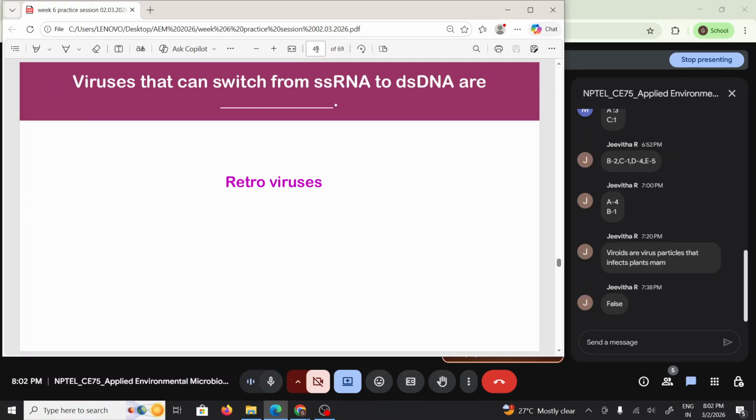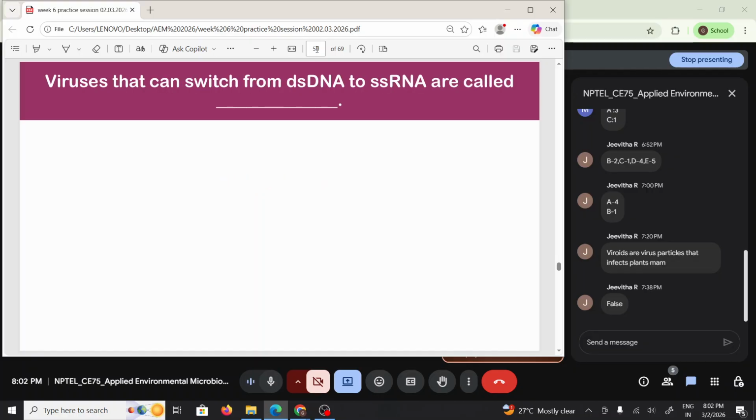From RNA to DNA. So hence they are called retroviruses. And the viruses that can switch from double stranded DNA to single stranded RNA are called hepadna viruses. Retroviruses, you might have heard, because HIV is a retrovirus, and there are a few other common examples. When you talk about reverse transcription, you would have come across it, but there is one more interesting phenomenon in viruses where hepadna viruses can switch from being double stranded DNA viruses to single stranded RNA viruses.